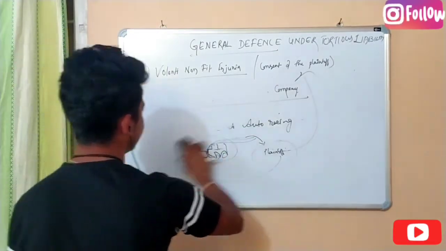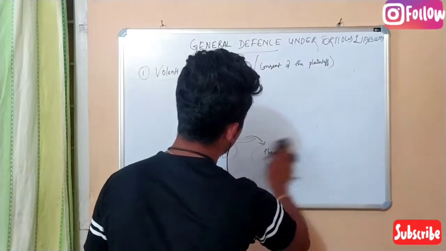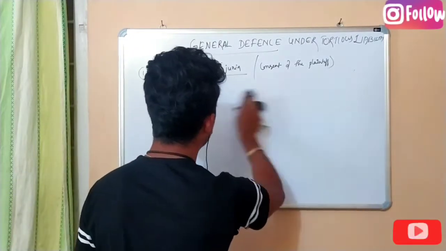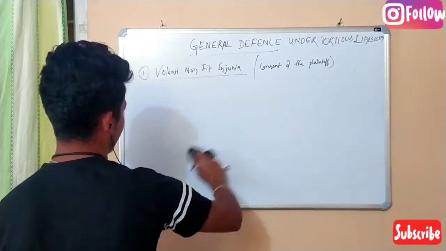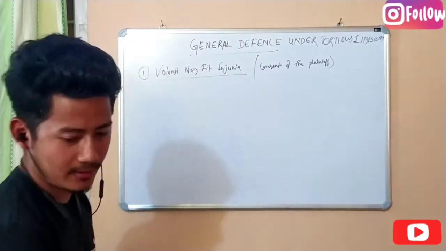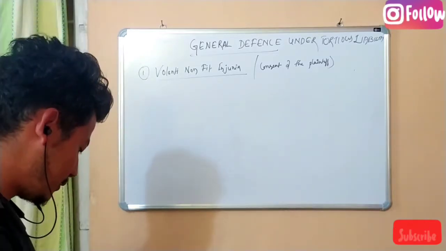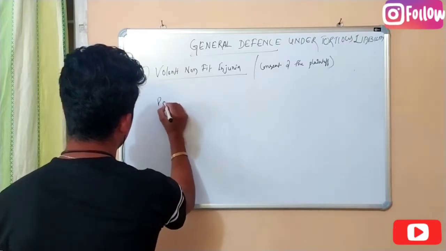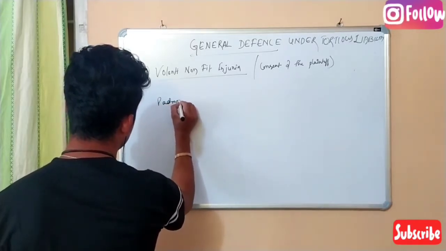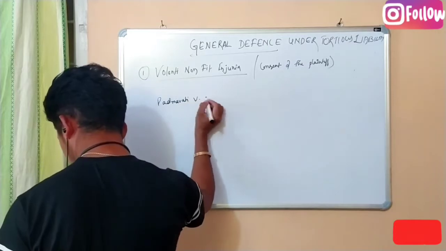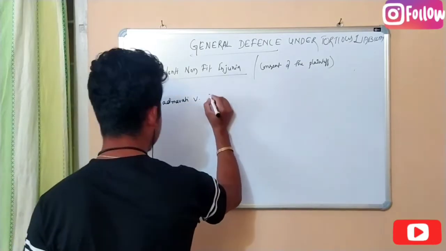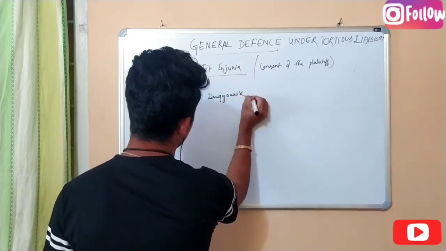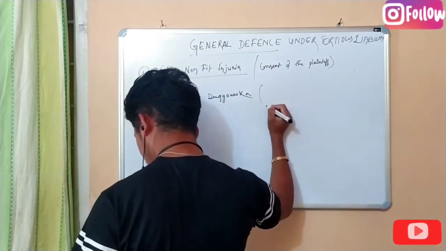Now there is a dimension of this volenti non fit injuria. It is a very broad topic, so we have to revisit and repeat it one by one. Another case, which is also a very important case, is the Padmavati case. It is an Indian case: Padmavati versus Dukkanayaka, 1975.